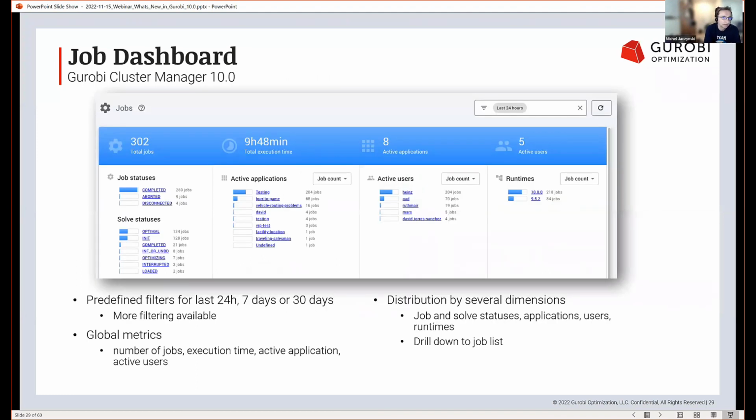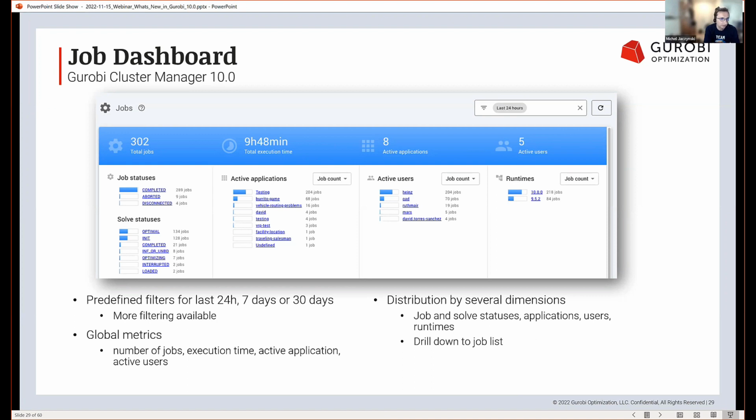So let's get started and look at the job dashboard. When you open the job dashboard in the Cluster Manager, you can filter the data that you are looking at. You can look at what happened in the past 24 hours or 7 days or 30 days. And then you have at the top some global metrics. You can know how many jobs were executed, what the total execution time was, the number of active applications, the number of users who connected and submitted these optimization jobs.